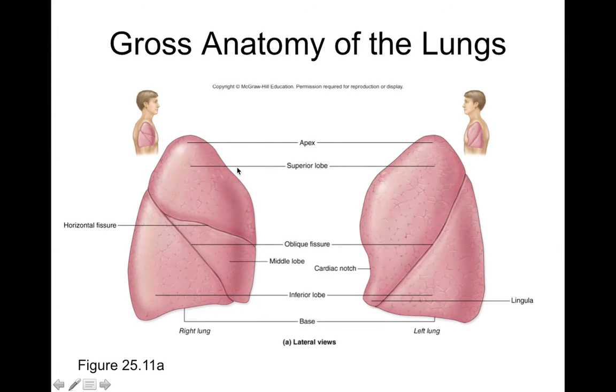Your right lung has 3 lobes. So you have the upper, middle, lower, or superior, middle, inferior lobes. The superior and middle lobe are separated by a horizontal fissure, whereas the middle and inferior lobe are separated by an oblique fissure. And this surface is the costal surface, which is right by your ribs.